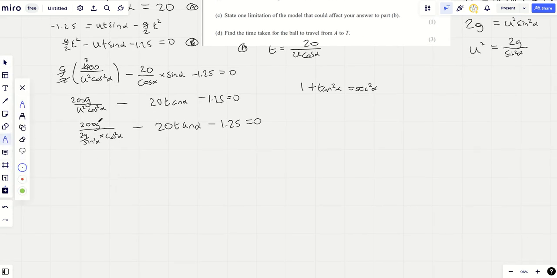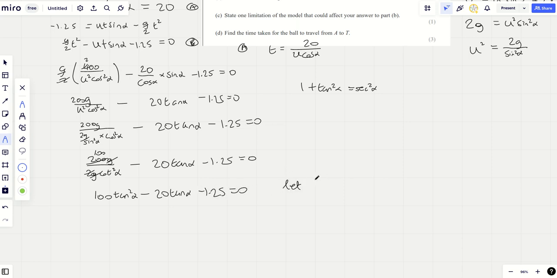And so look at this. The G's look like they're going to cancel here, because you can think of this as 200G over 2G cot squared alpha minus 20 tan alpha minus 1.25 equals 0. And of course, the 200 over 20 is just 100. The G's cancel, and 100 divided by cot squared alpha is the same as 100 tan squared alpha. So you get 100 tan squared alpha, minus 20 tan alpha, minus 1.25 equals 0.